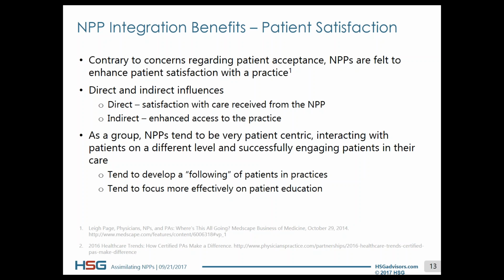As a group, the NPPs tend to be very patient-centric. They interact with patients on a different level than physicians most often, and they are very successful in engaging patients in their care. In practices that have successfully incorporated NPPs, these individuals tend to develop a following of patients in the practice who preferentially request the individual in scheduling. And again, focusing heavily on patient education, ensuring the patient understands the plan of care, exploring barriers to care, and following through very well.